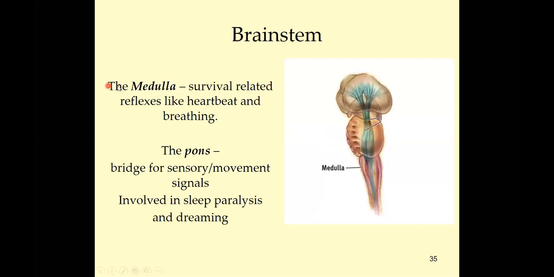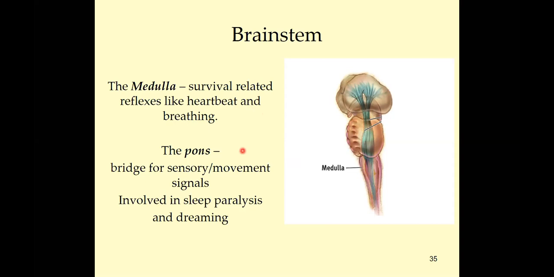The first one is the medulla. And here, this whole area regulates many survival related reflexes, things like heartbeat, breathing, choking and coughing reflex. It's vital for our survival. If this area is severely damaged, the ultimate result is death.